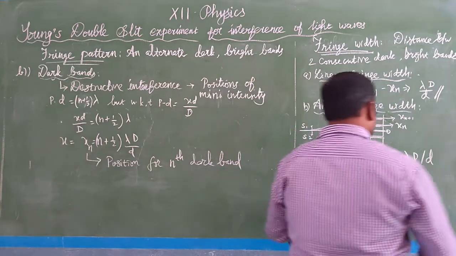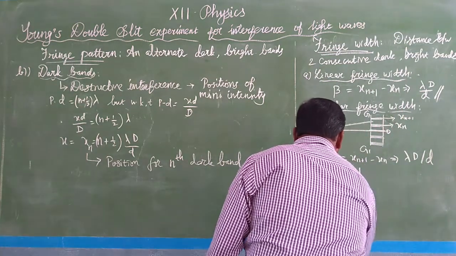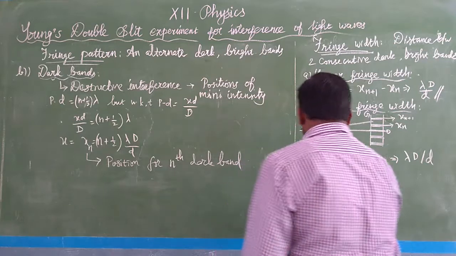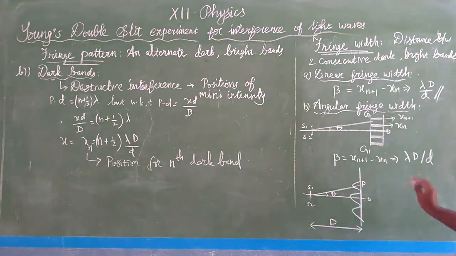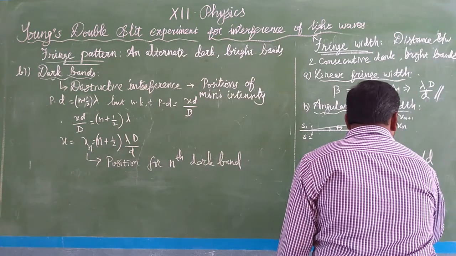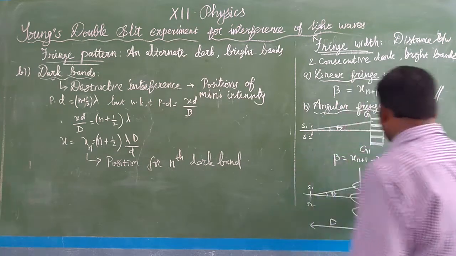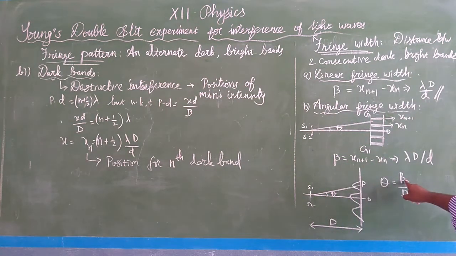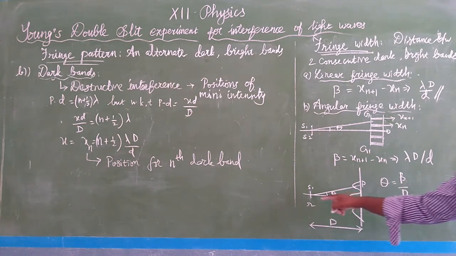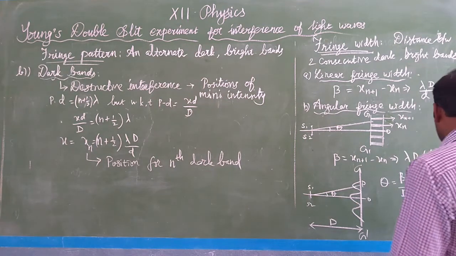So from this figure, this is a distance D. This does not change: the distance between the two slits and the interference screen does not change. So from this figure theta is equal to beta by D. It is the ratio of the fringe width to the distance between the slits and the screen G and G dash. So substitute the value.